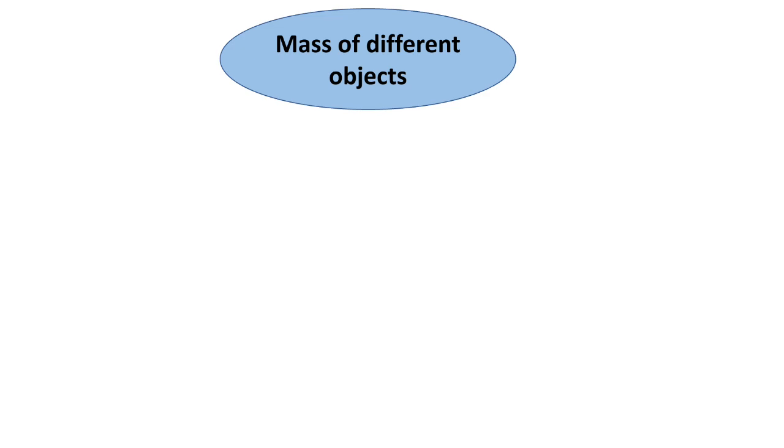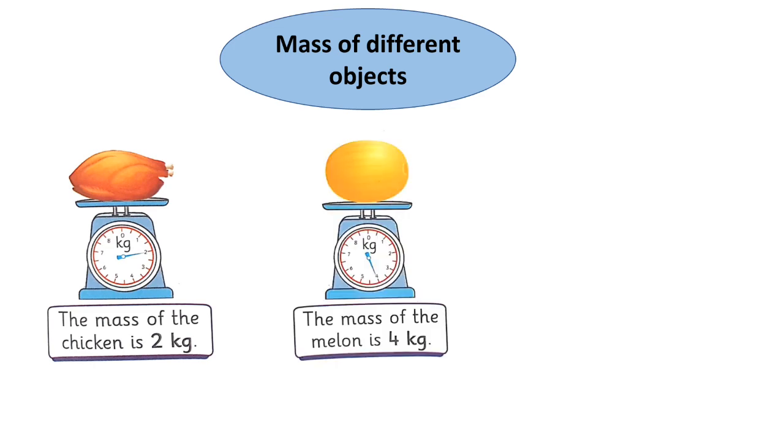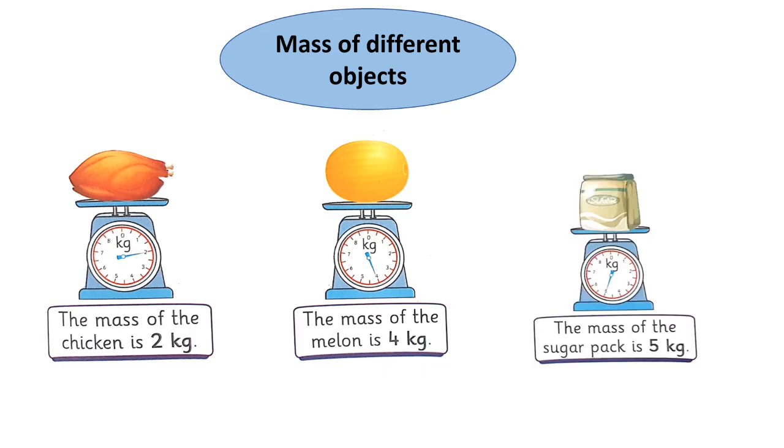Mass of different objects. Let's see the mass of the different objects. Look at this chicken. The mass of the chicken is 2 kilograms. Can you see the numbers on the weighing scale? It shows 2 kilograms. The mass of the melon is 4 kilograms because the hand is on number 4. And the mass of the sugar pack is 5 kilograms.